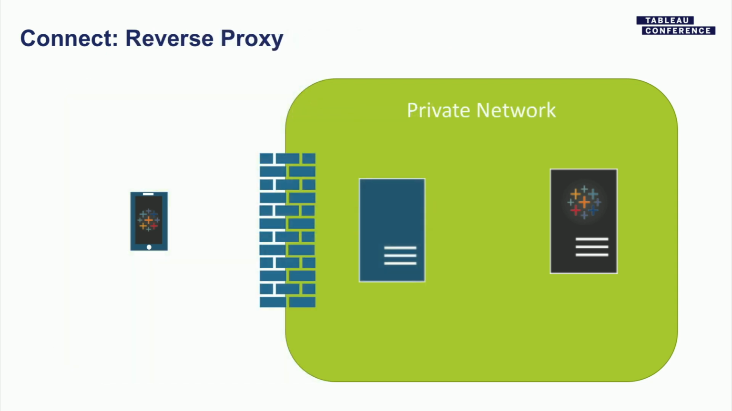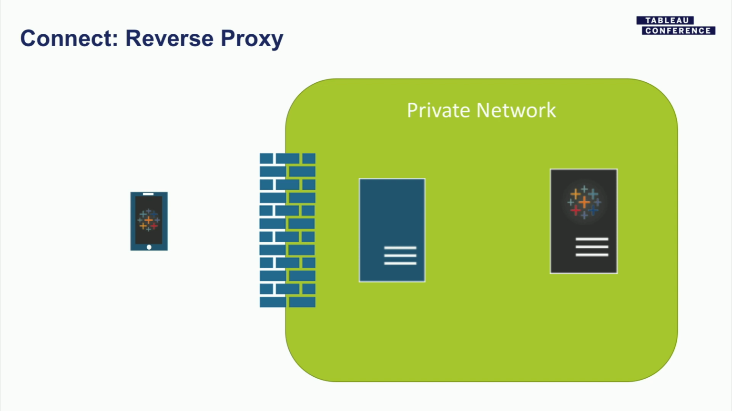But what happens when this device is outside the firewall? Somebody is connecting from a coffee shop or a conference center. We have to authenticate that device before it can connect to Tableau Server. There are 2 main ways of doing that authentication. Reverse proxy is one. A virtual private network, or VPN, is the other.